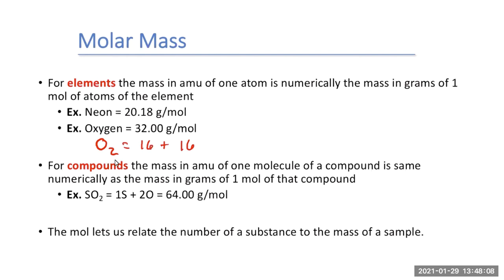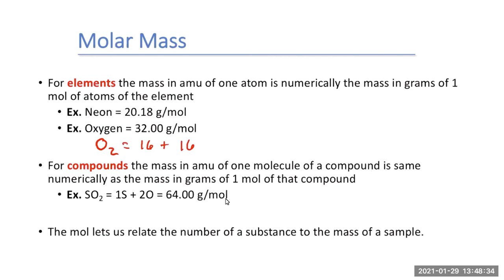So this means also for compounds, the mass in atomic mass units of one molecule is going to be the same as 1 gram per mole, 1 molar mass. So we'd add the weight of each atom together to get the molar mass. So for example, sulfur dioxide is the weight of 1 sulfur plus 2 oxygens. And that would give me about 62 grams per mole.